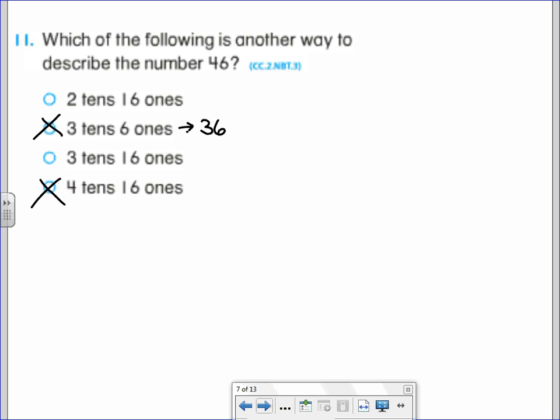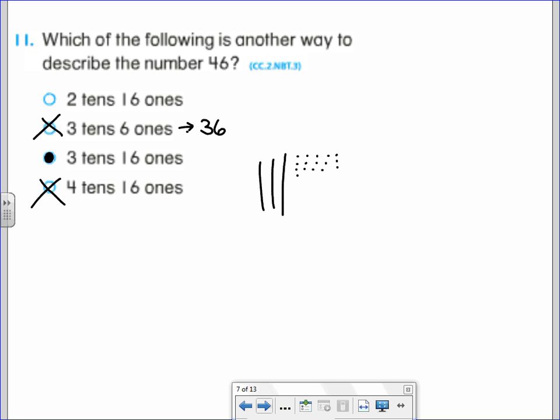Chris? 3 tens and 16 ones. Let's take a look. Let's draw a quick picture. 3 tens and 16 ones. 1, 2, 3, 4, 5, 6, 7, 8, 9, 10, 11, 12, 13, 14, 15, 16. Let's see if this is 46. 10, 20, 30, 31, 32, 33, 34, 35, 36, 37, 38, 39, 40, 41, 42, 43, 44, 45, 46. Good job, Chris. So what did they do here?